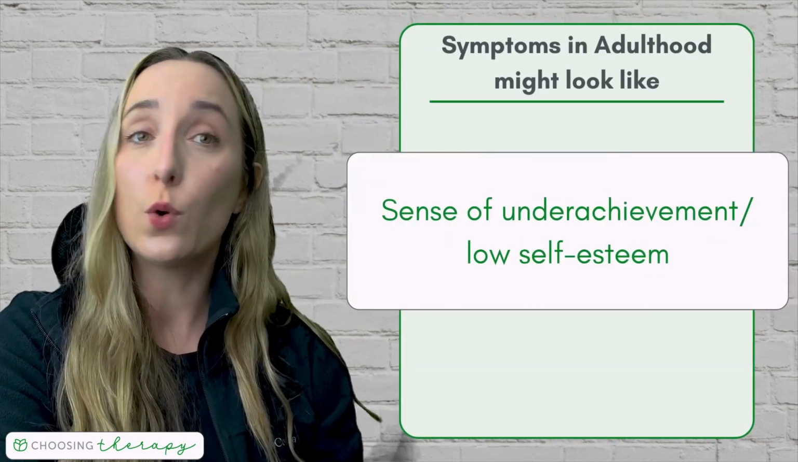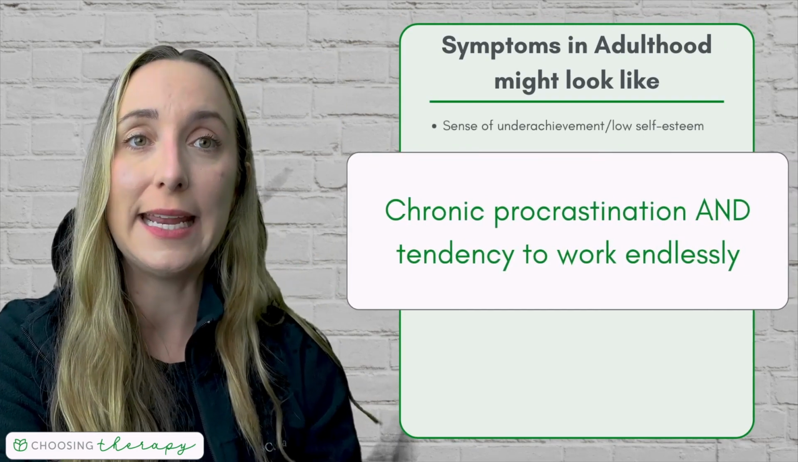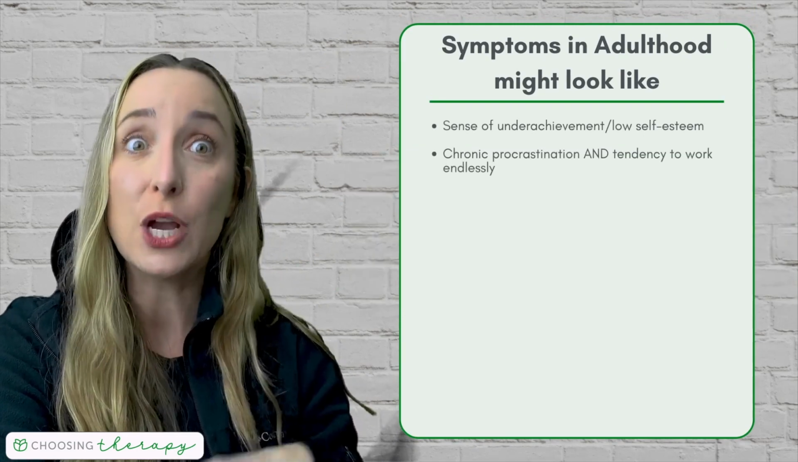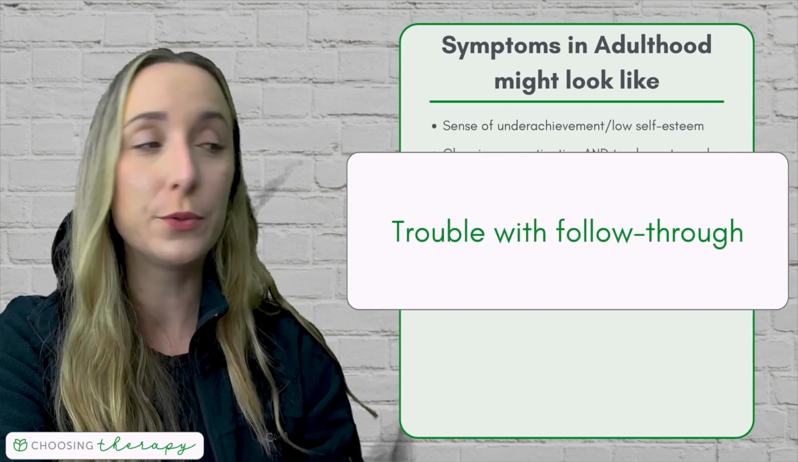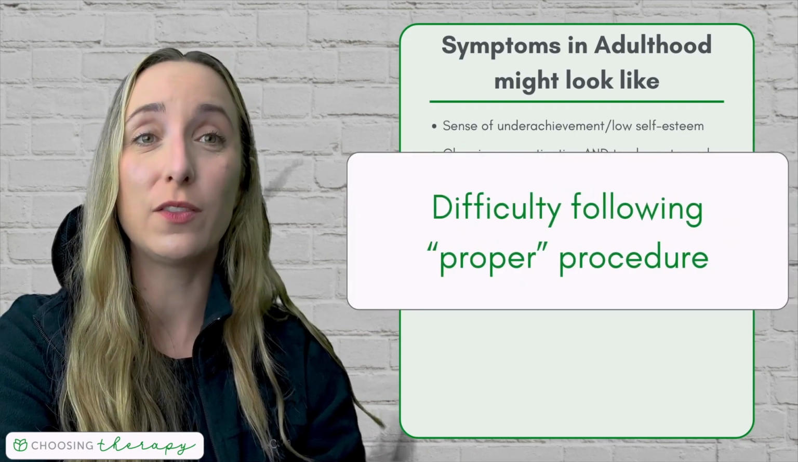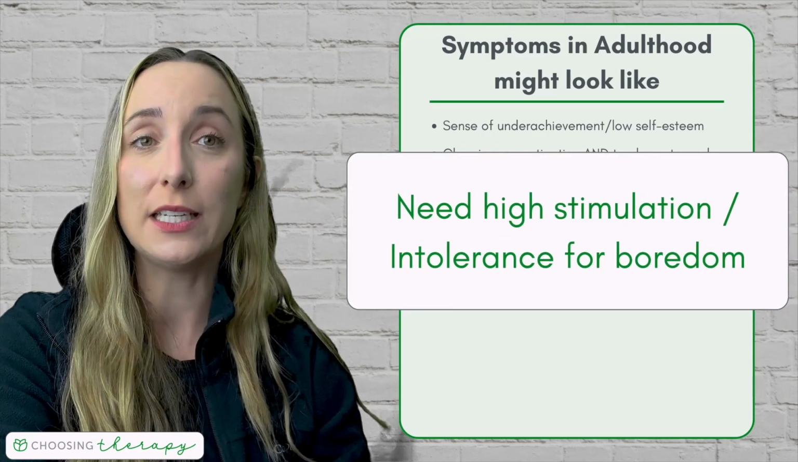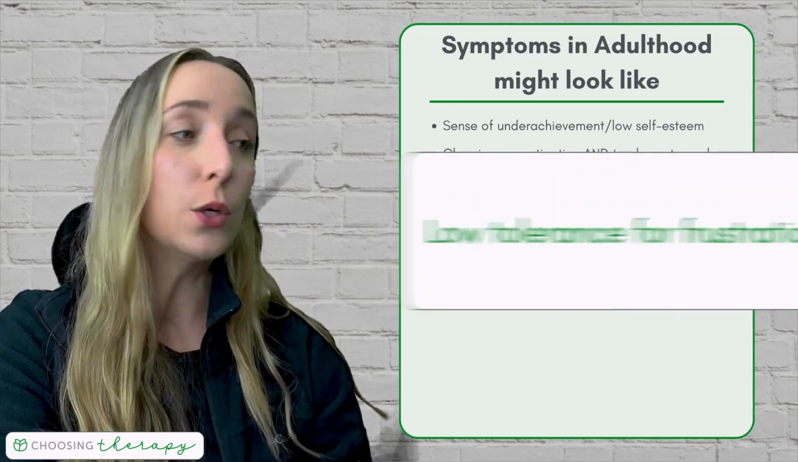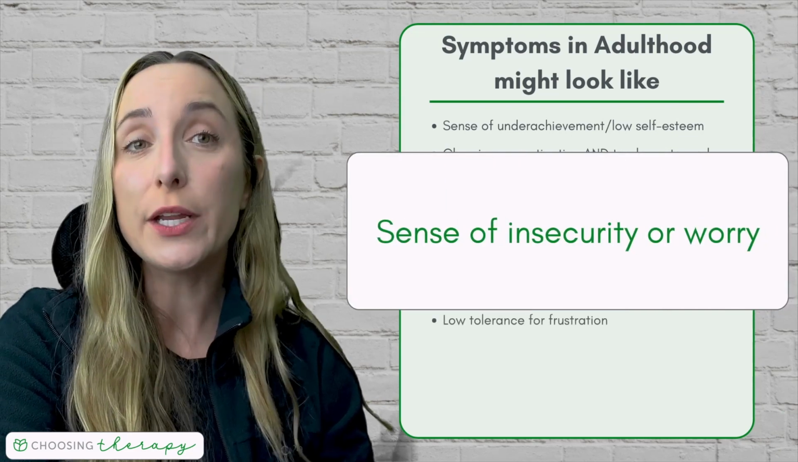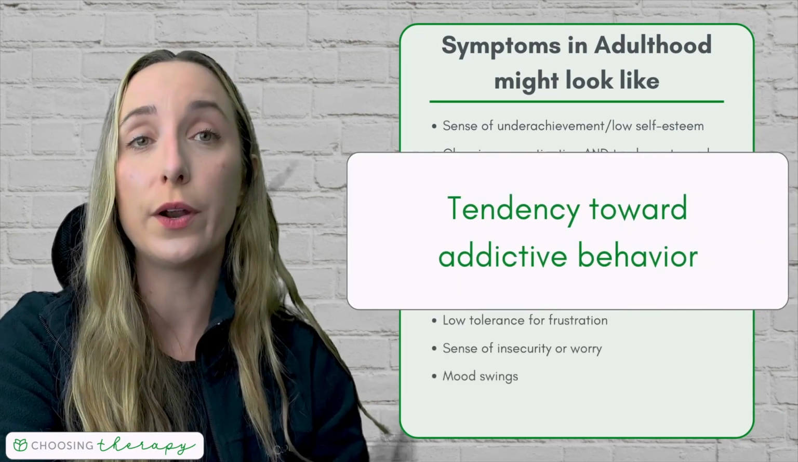Late ADHD diagnoses are not uncommon. Why? Because a lot of ADHD symptoms get missed in early childhood or explained as normal childhood behaviors in development. But as you enter adulthood, the impulsiveness and hyperactivity may start looking like this: sense of underachievement or low self-esteem, chronic procrastination, and tendency to work endlessly to catch up with that procrastination, trouble with follow-through, tendency to speak one's mind, difficulty with following proper procedure, a need for high stimulation or an intolerance for boring activities, low tolerance for frustration, sense of insecurity or worry, mood swings, and a tendency toward addictive behaviors.